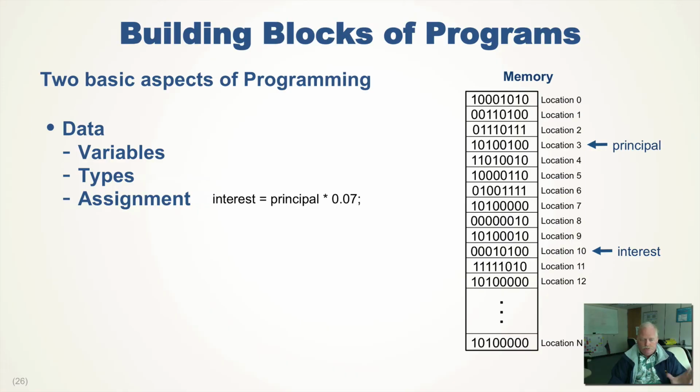So variables are names that point to locations, but they're really just boxes that hold things, and those boxes have a specific type. Java has specific types. And then how do we fill the box? We use the assignment.